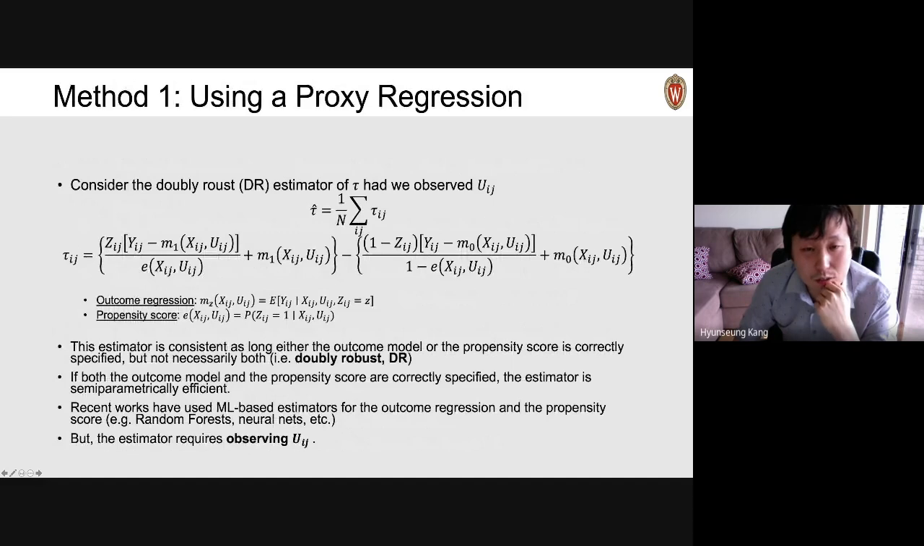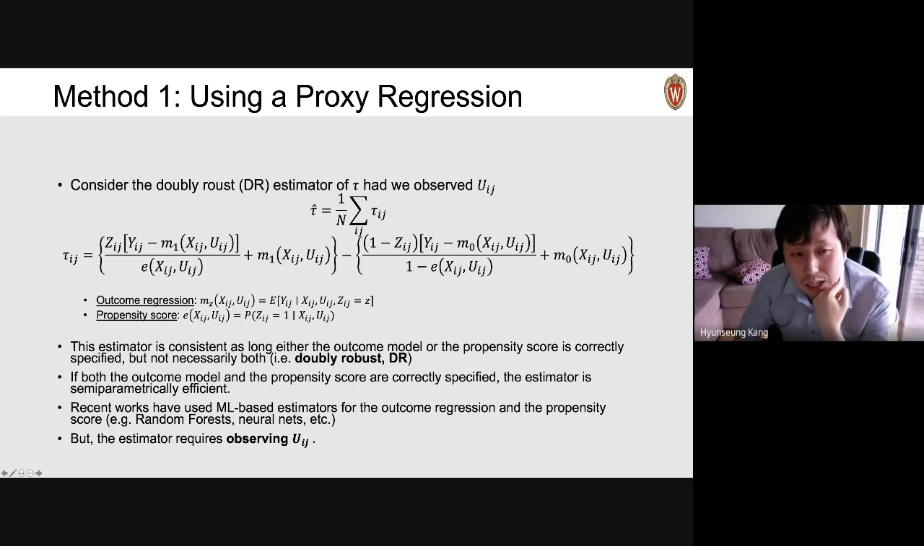Essentially, you just sum over tau ij for every individual, so this should be little n. And then this tau ij has this particular form. You have the outcome, the treatment variable, the propensity score, and the regression model for the mean outcome given x and u. And then you have the same kind of variation flavor here.